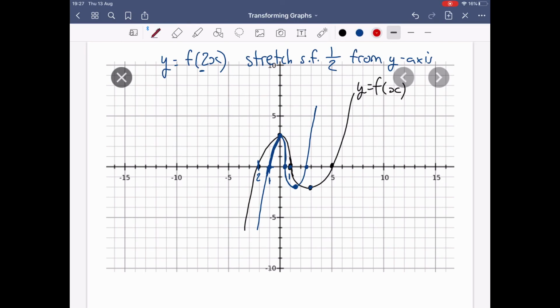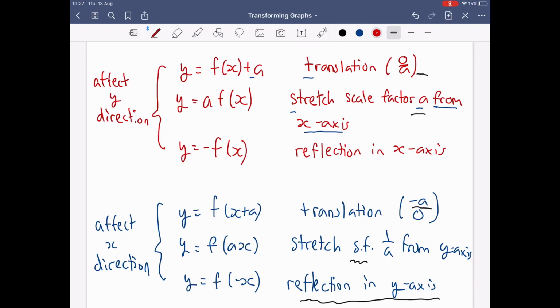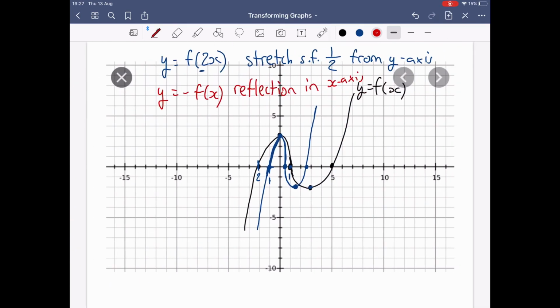Okay, we're going to do 2 more examples. y equals negative f of x. Pause the video now if you want to give this one a go. Okay, and now, so minus f of x. So we reflect in the x-axis. See here? Okay, so let's reflect this. So I said that the intersection points will stay the same with the x-axis.